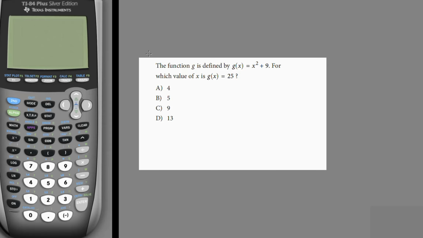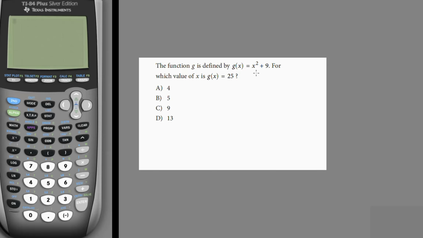The question here says the function g is defined by g of x equals x squared plus 9. For which value of x is g of x equals 25? So we have to find the value of x when g of x equals 25. Now guys, let me show you how you can do this manually before you punch it into the calculator.